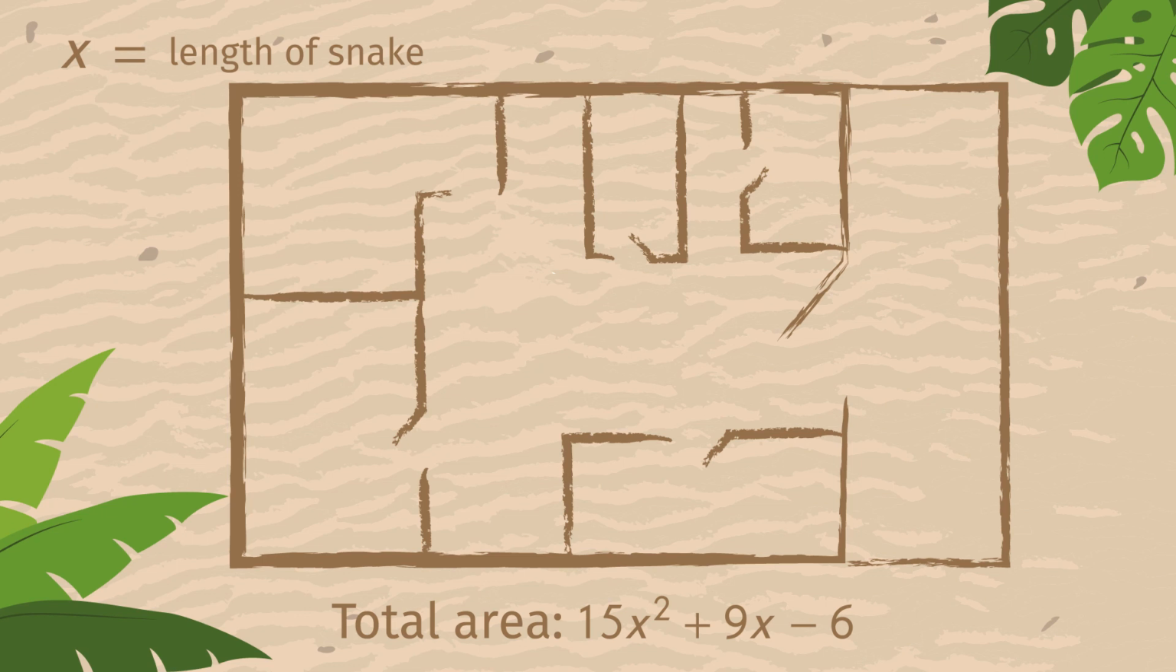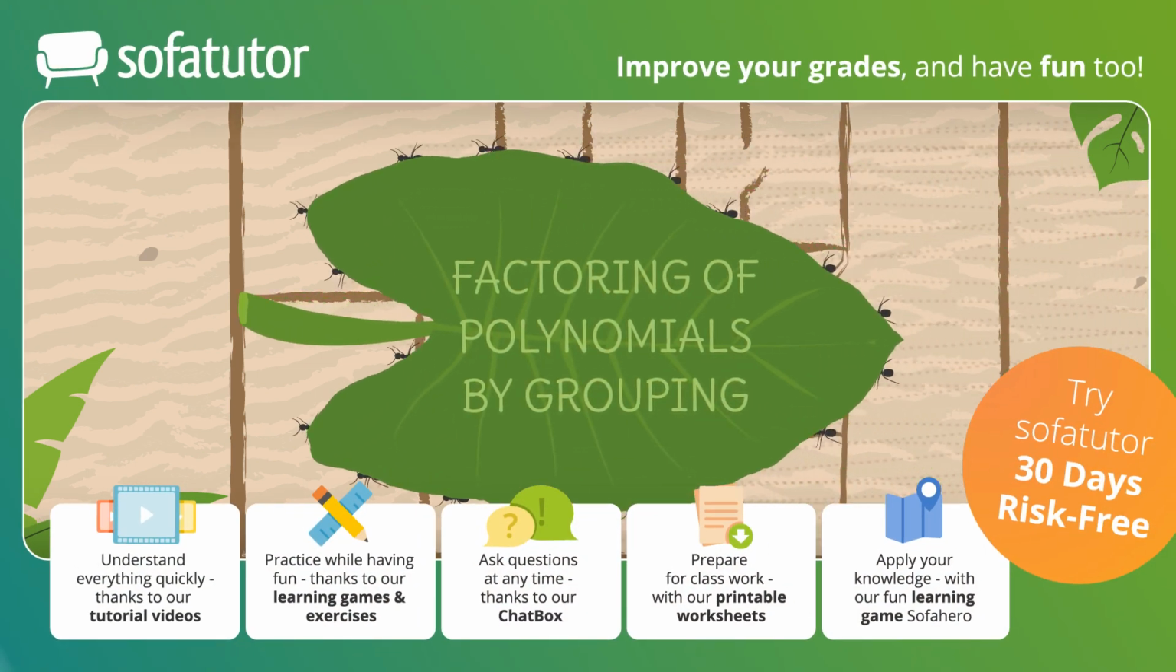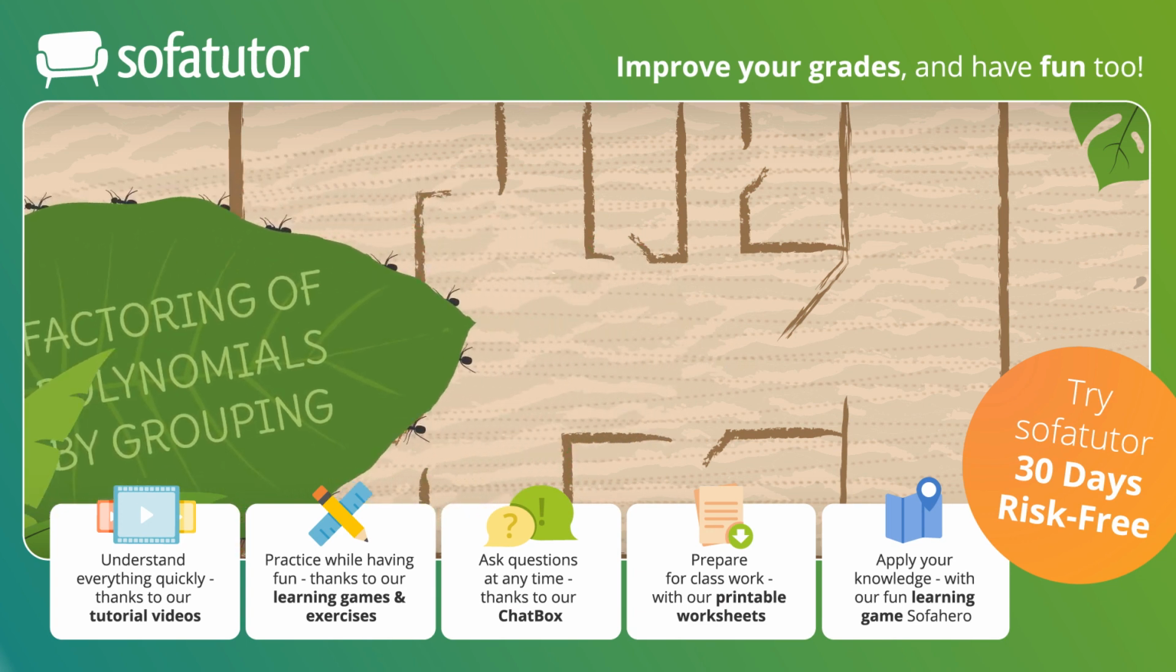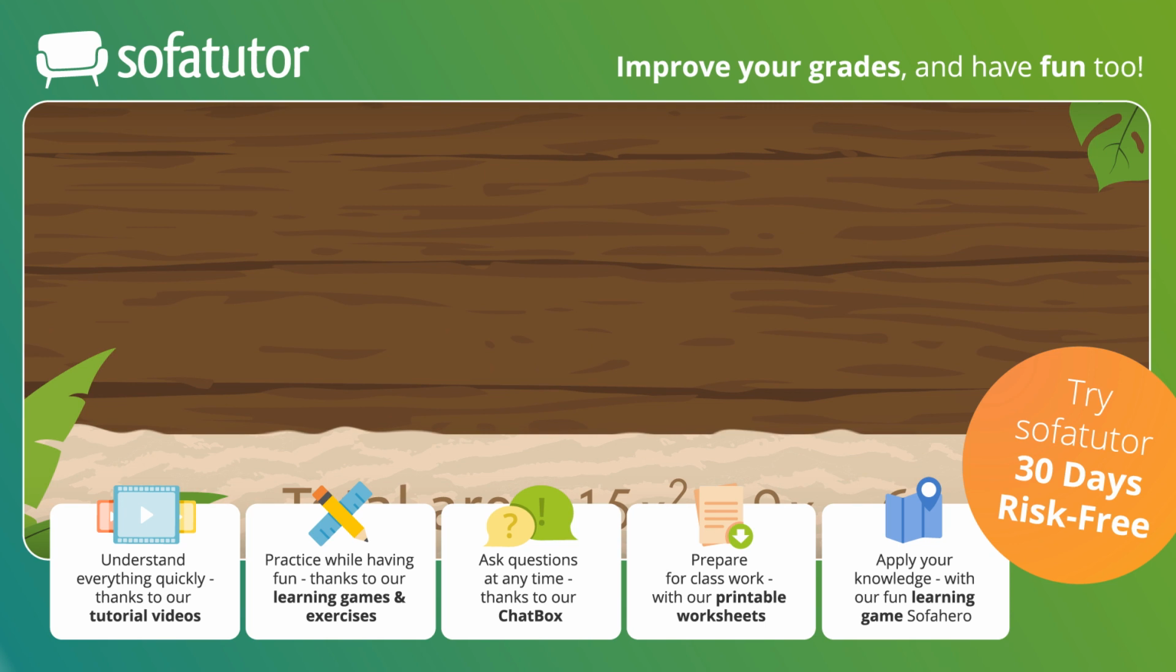So to save time, rather than measuring and calculating everything all over again, he can use grouping to factor polynomials. Let's take a look at the expression he wrote. 15x squared plus 9x minus 6. This looks familiar, doesn't it?